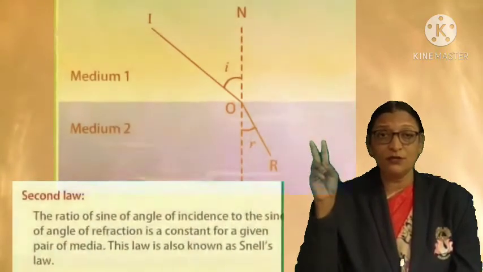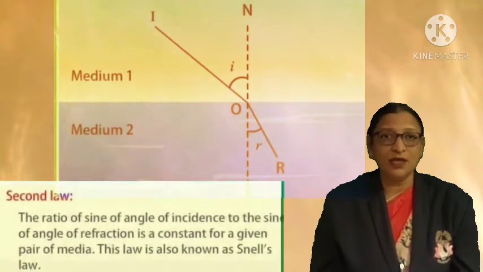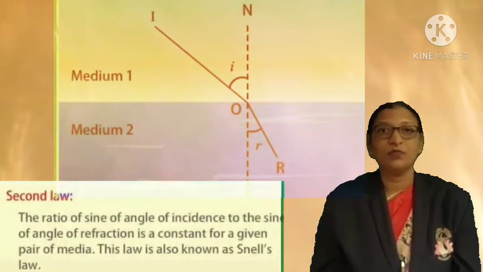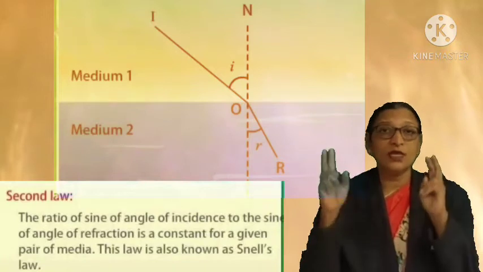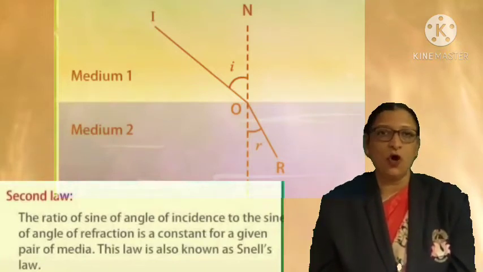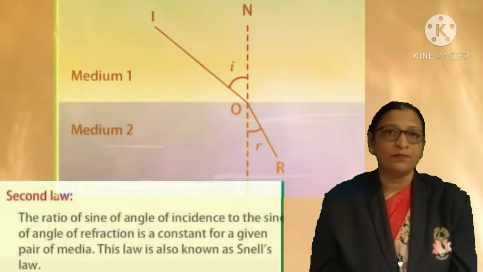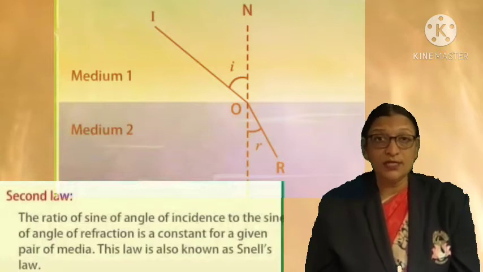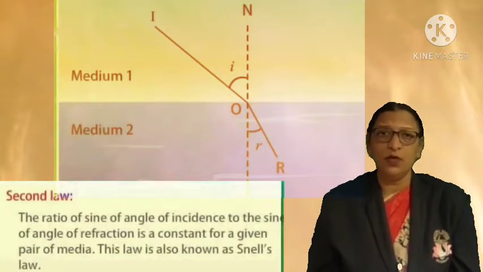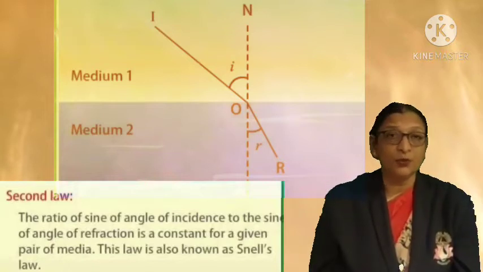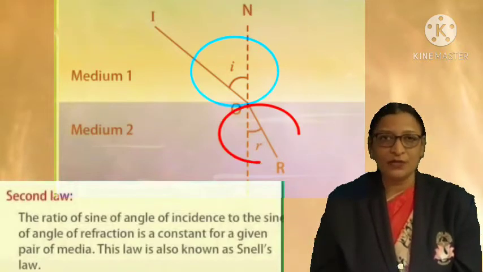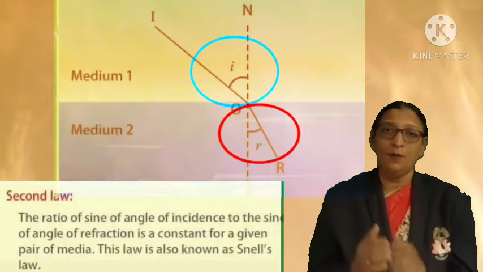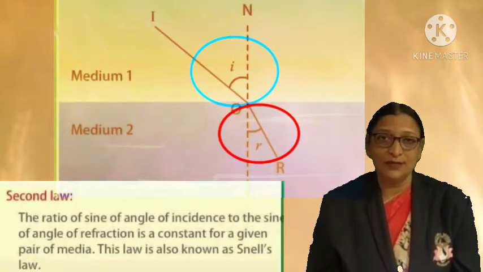The second law of refraction was discovered by the scientist Snell in the year 1621. In honor of the scientist, the second law of refraction is named Snell's law of refraction. Snell's law of refraction explains the relationship between the two angles formed due to the bending of light, that is the angle of incidence and the angle of refraction. Let us learn about this relationship of the two angles.